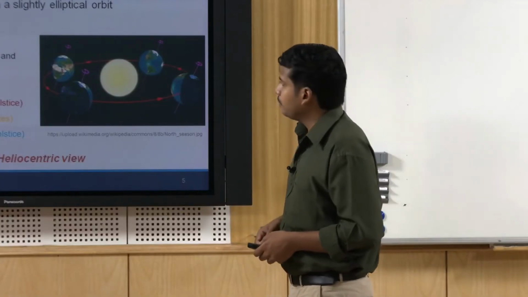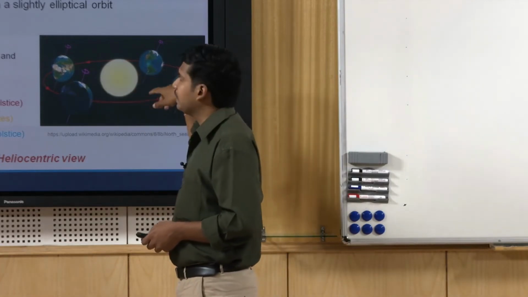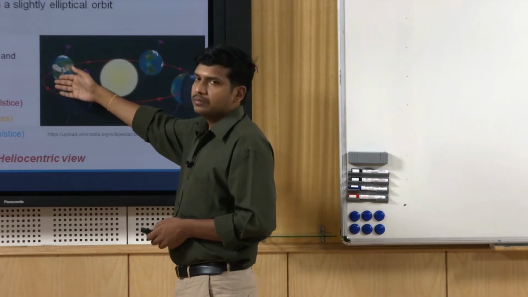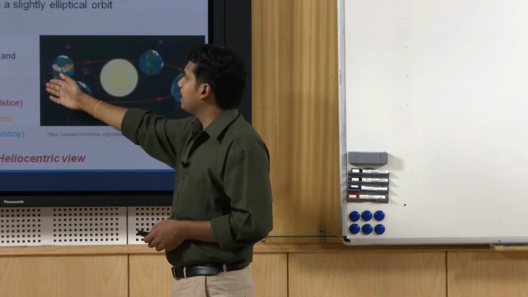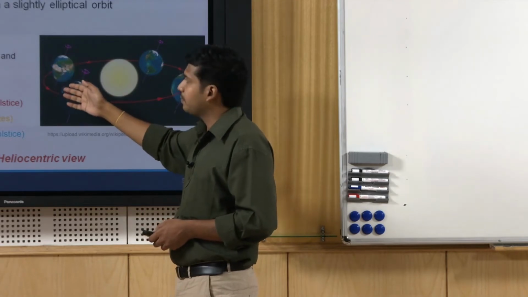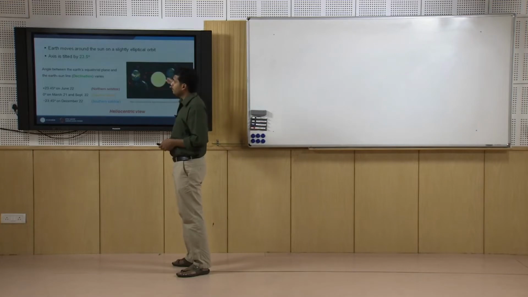Considering a heliocentric view, you have the sun in the center, and the earth is moving around it in 365 days. The axis is subtended with the equatorial plane and the sun, and this particular angle, the tilt of the earth, is 23.5 degrees. This is a constant tilt.